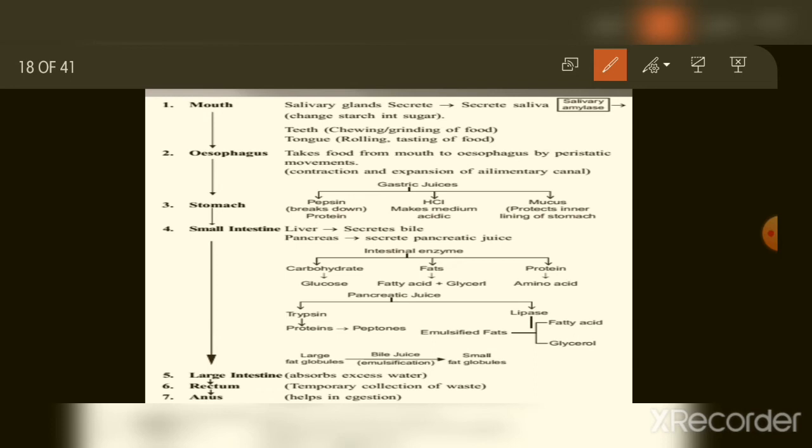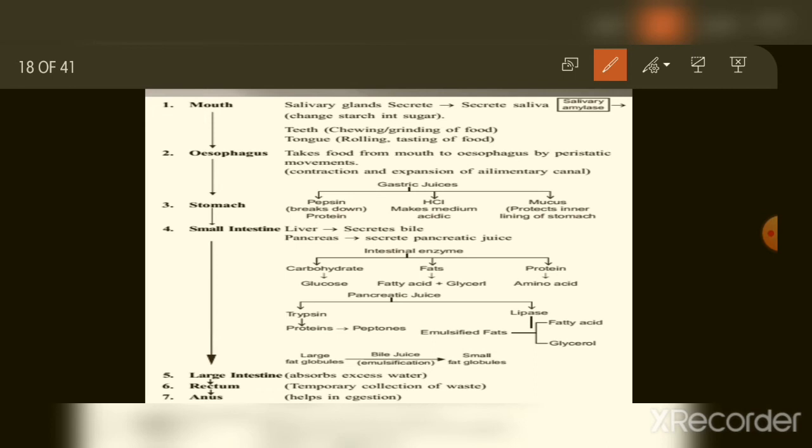So the enzyme of salivary gland is known as amylase, or ptyalin. That amylase converts the complex carbohydrates into glucose.